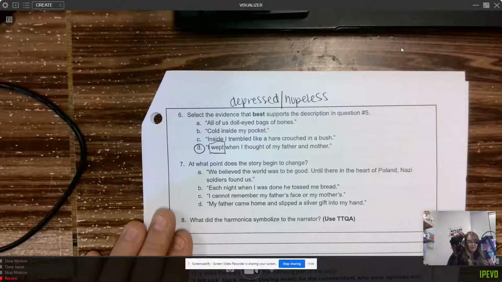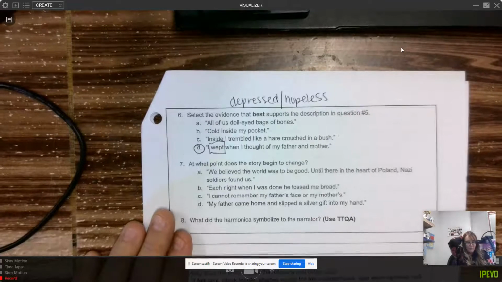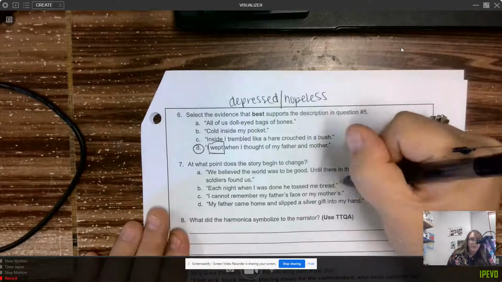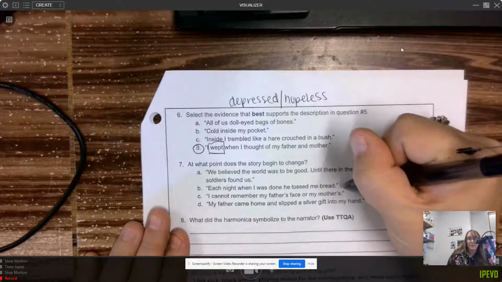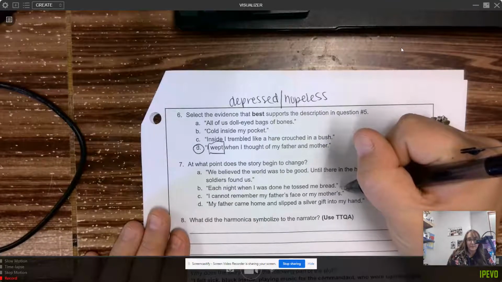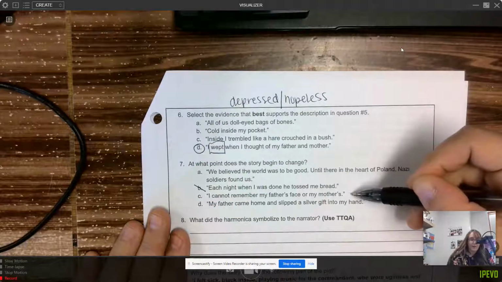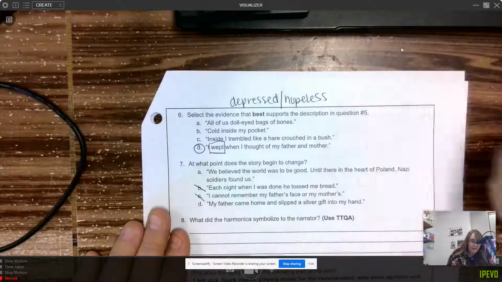7. At what point does the story begin to change? We believed the world was good until there was a heart of Poland. Nazi soldiers found us. Each night when I was done, he tossed me bread. I cannot remember my father's face or my mother's. My father came home and slipped a silver gift into my hand. So each night he tossed me bread. So he's in the concentration camp at this point. Nothing changes. This happens every single night. Nothing changes because he can't remember his father and his mother's face.